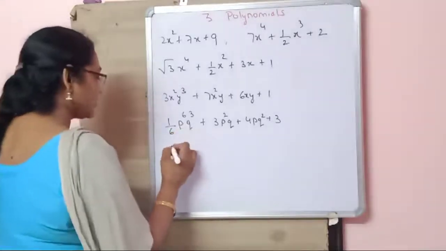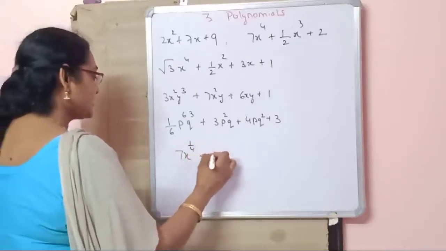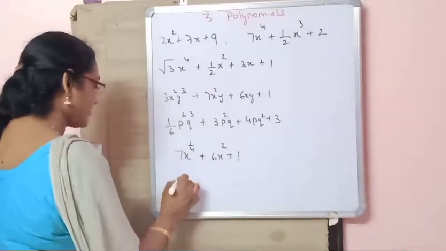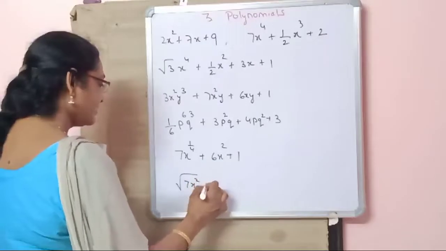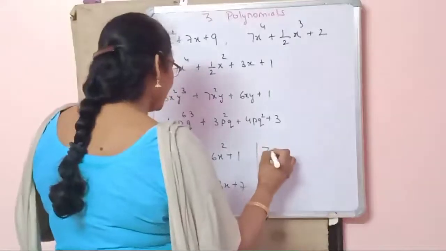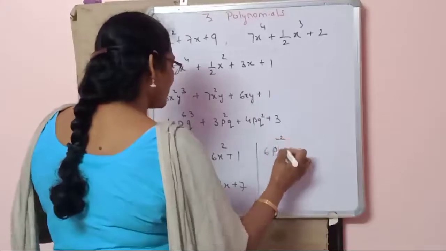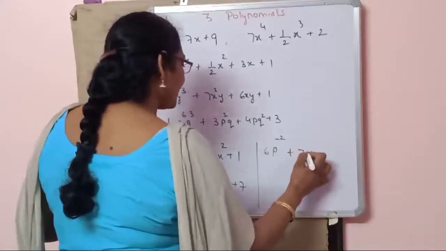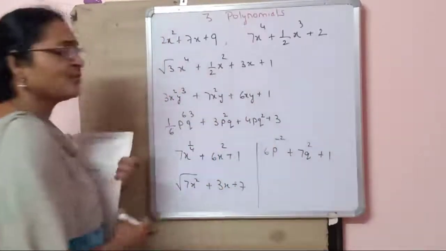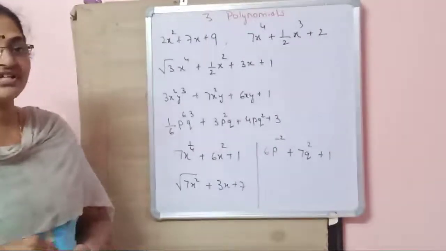Again, certain equations I will also write as 7x raised to 1 by 4 plus 6x raised to 2 plus 1. Then again, square root of 7x square plus 3x plus 7. Then again here is 6p raised to minus 2 plus 7q raised to 1 plus, or 7q raised to 2 plus 1. Suppose I have written certain equations on the board. Now let us go through the equations one by one.